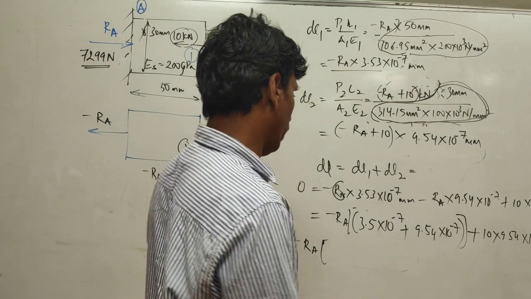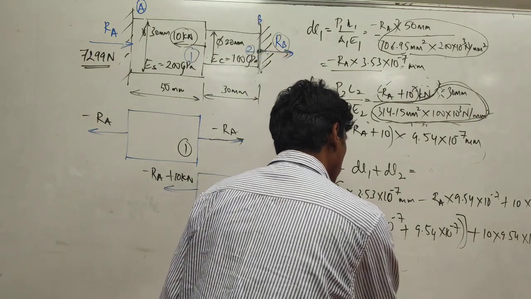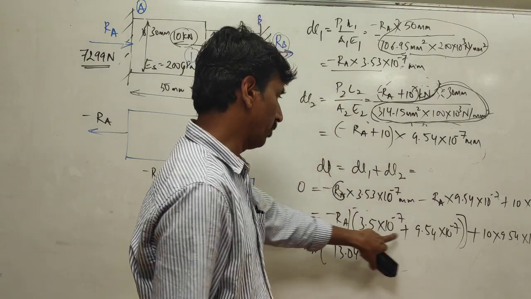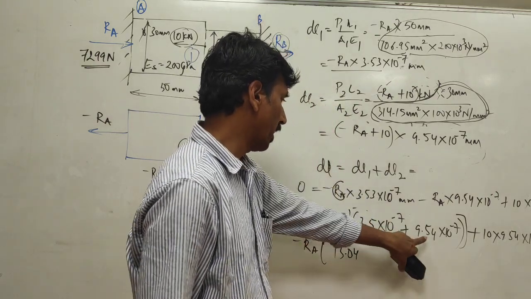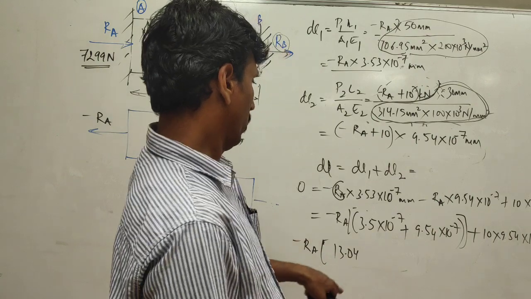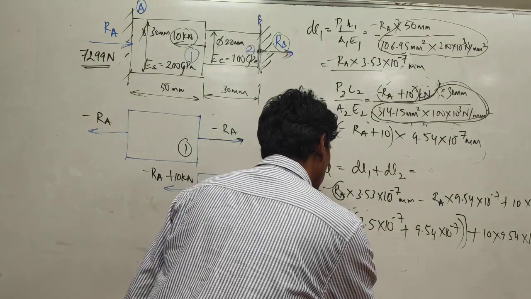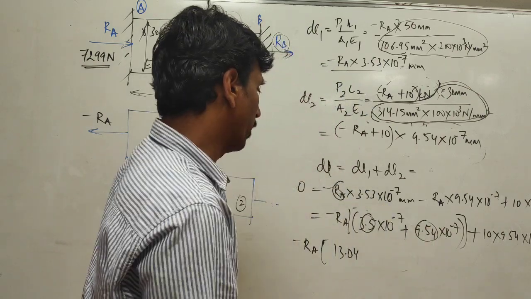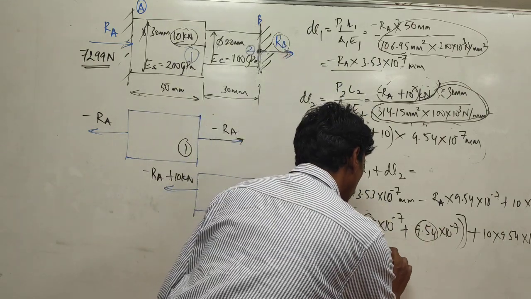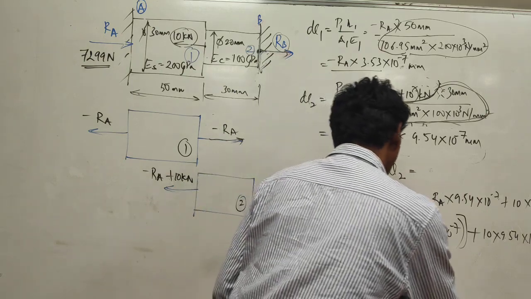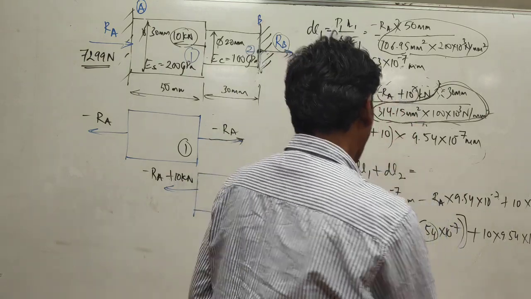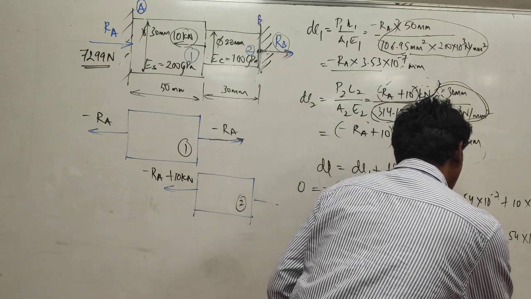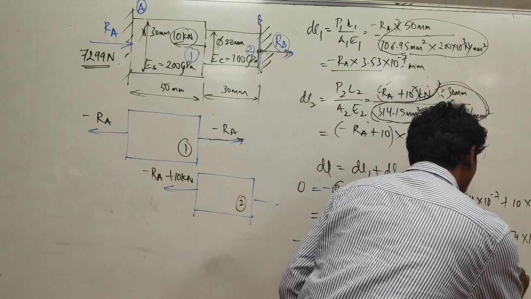3.54, so 3.5 plus 9.54 is not 13.04... sir, will it come 13? So it comes 13.04 into 10 to the power of minus 7. This should be equal to 10 into 9.54 into 10 to the power of minus 7.